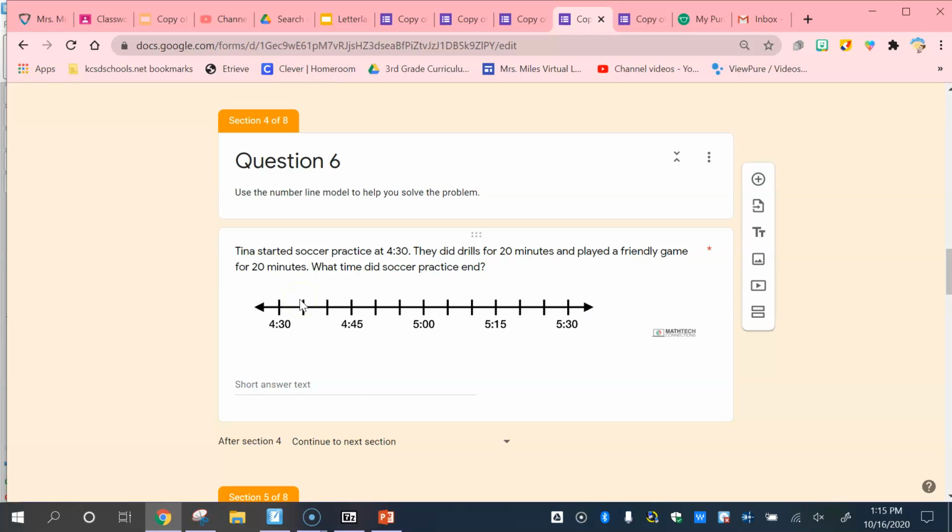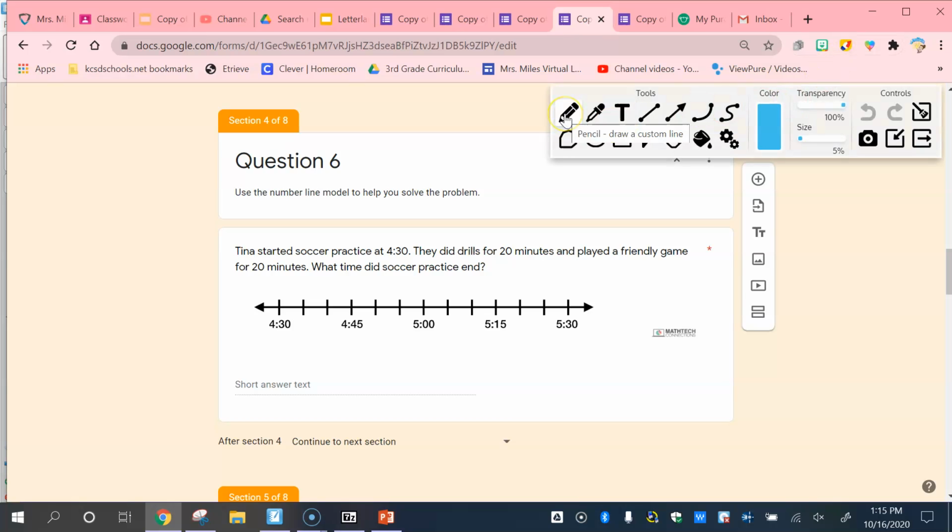All right, this one's a little tricky, so make sure you're watching. Tina started soccer practice at 4:30. They did drills for 20 minutes and played a friendly game for 20 minutes. What time did soccer practice end? So let's see if it's going to work. All right, so she started soccer practice at 4:30 right here. They did drills for 20 minutes.